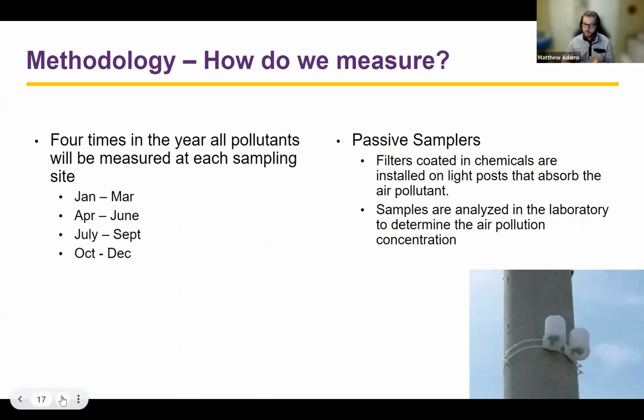And what happens is, once they are exposed to the air, the pollutant that we're interested in gets absorbed onto this filter. We then bring the filter back to our laboratory, and we can analyze it to see how much pollutant we captured. We're going to be sampling one month at a time, so how much pollutant was captured over that month. And we have different filters for each of the pollutants that we're interested in.